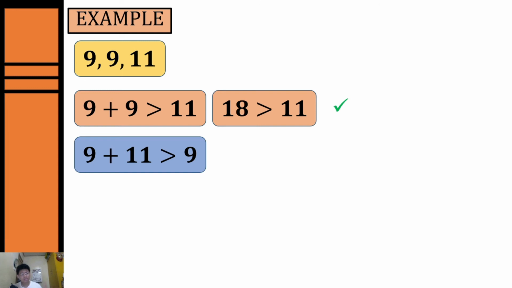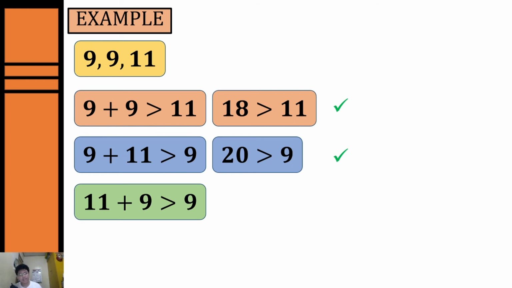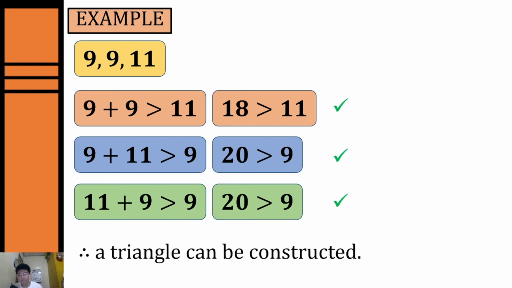Next, let's add our first side and our third side. 9 plus 11, is it greater than our second side, which is 9? 9 plus 11 is 20, which is greater than 9. So it satisfies our inequality. Now let's move on to our third side and our second side. 11 plus 9, is it greater than the first side, which is 9? 11 plus 9 is 20, and 20 is greater than 9. So it satisfies our inequality, and it satisfies the triangle inequality theorem. So we can say that a triangle can be constructed with these dimensions 9, 9, and 11.